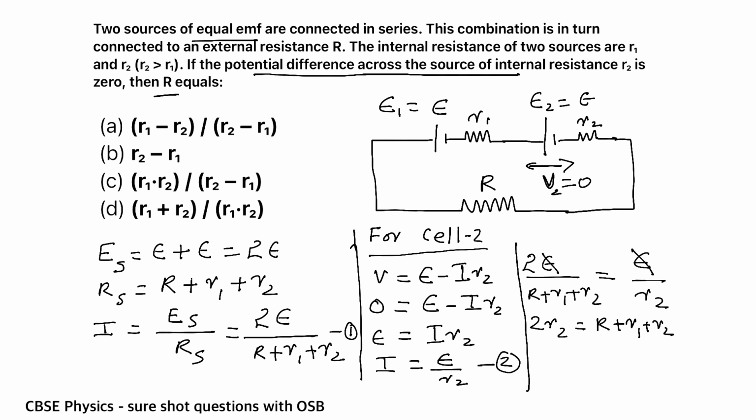Correct? So what is R? R is equal to 2R2 minus R1 minus R2. So what we will get? 2R2 minus R2 is R2. So R2 minus R1, and that is our final answer. Very good question, very simple and standard. Check it. The key point is the potential drop across the source of internal resistance R2, which means for cell 2, the V value is 0. That's the key point here. Hope all of you understand.